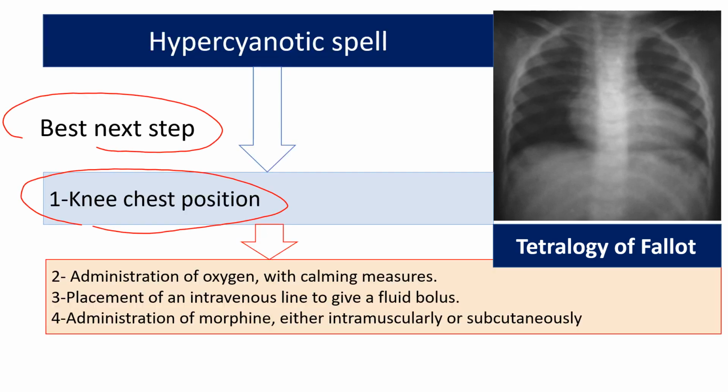Knee chest position. Why? Because knee chest position instantly will increase the systemic vascular resistance and will decrease the right to left shunt across the VSD. Next step is oxygen, followed by IV fluid and then morphine.